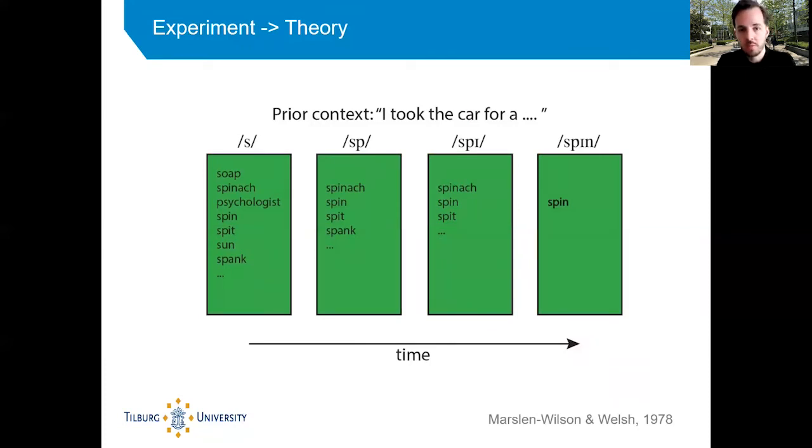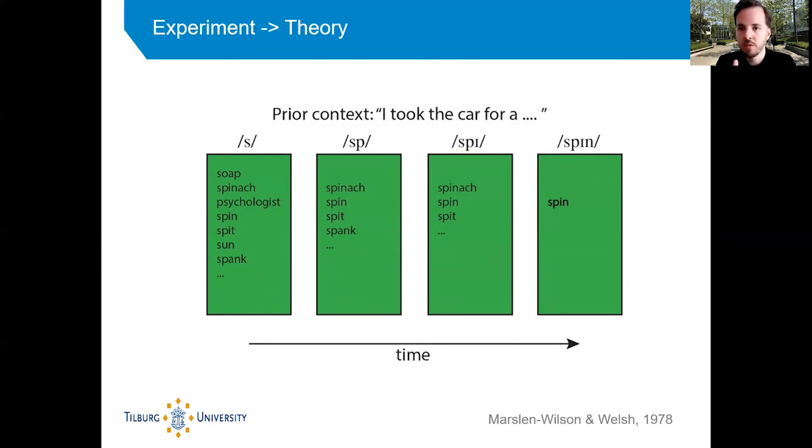So only those words, perhaps spinach, spin, spit, only those will remain active, because the other ones probably won't be the word that will be following. And then as this input comes in, you narrow down onto one final candidate, and then you select that word in your memory. So you hear the word spin, and you more or less know, okay, that is the word that this speaker is telling me at this moment.